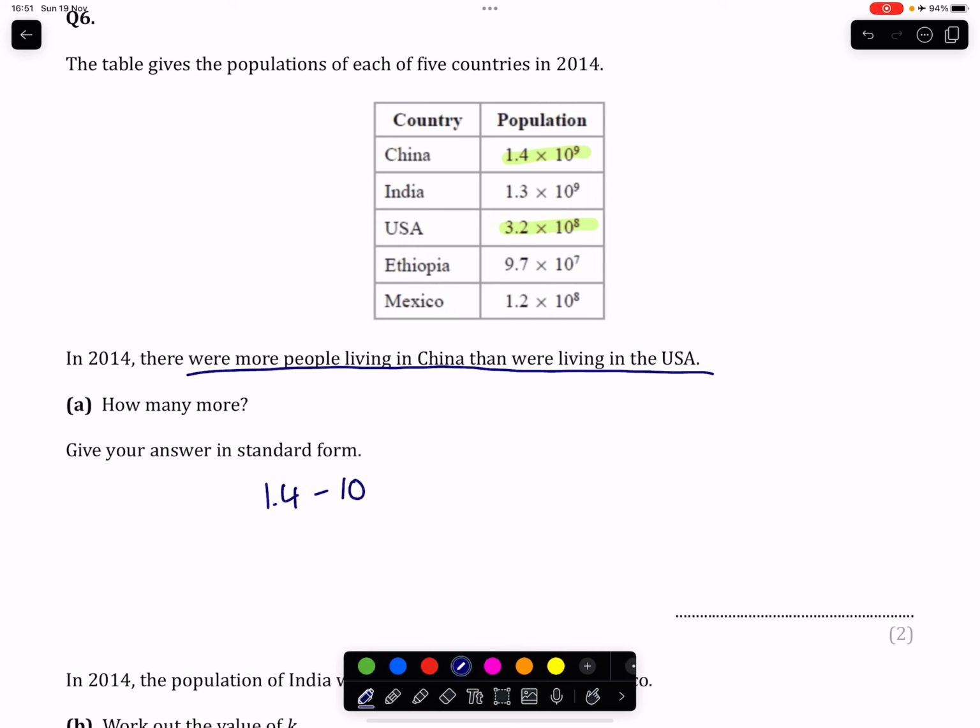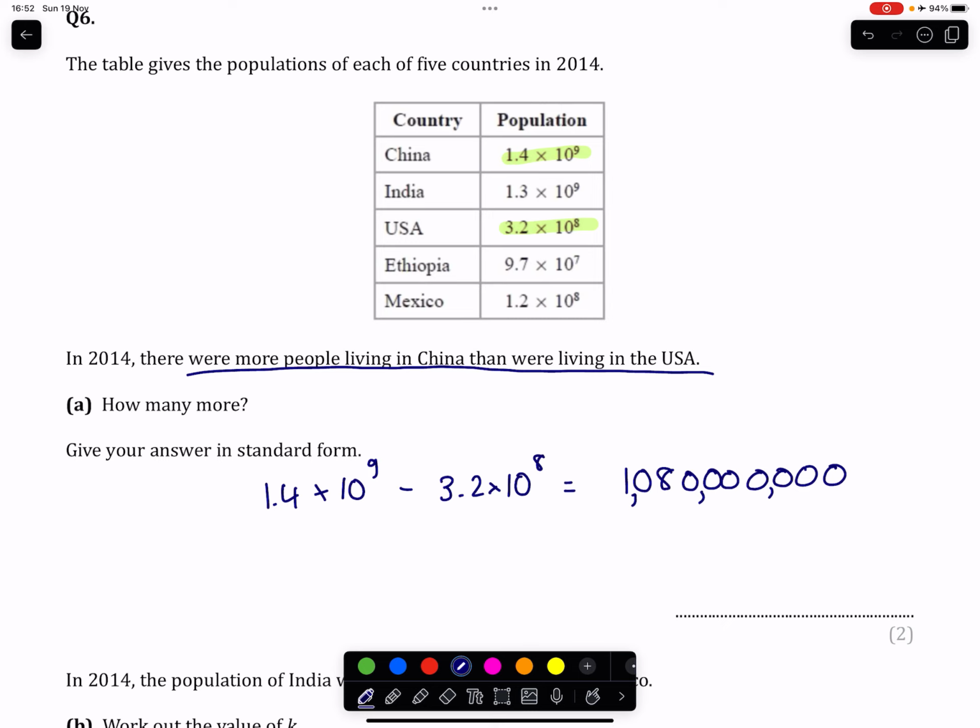Now you can type this into your calculator exactly as you see this, and you will get the following answer. You'll get 108 followed by 7 zeros, or in other words 1.08 billion. That's what your calculator is going to give you.